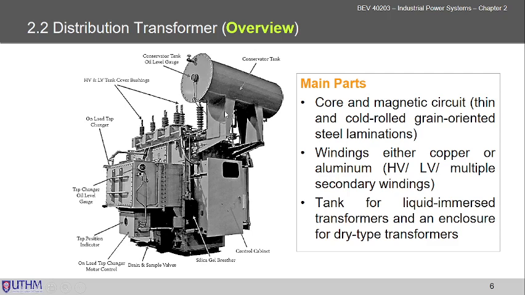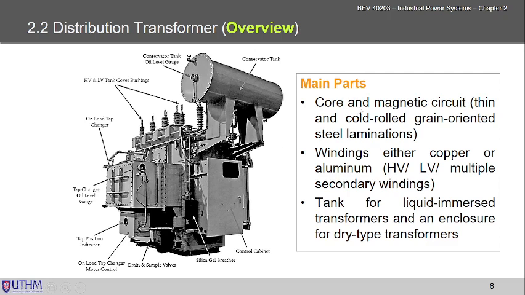But when it comes to the transmission or distribution, we try to step down the voltage. In that case, the transformer is called a distribution transformer. So as you can see here, this is one type of transformer.